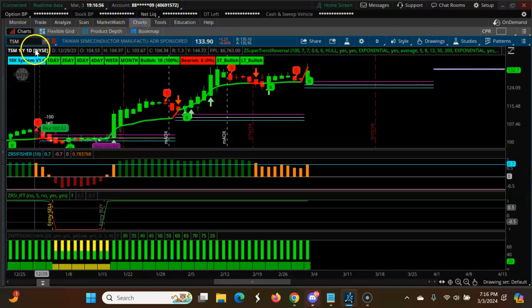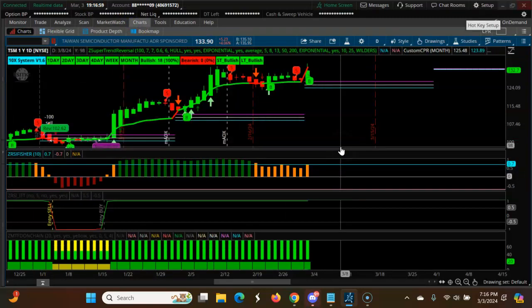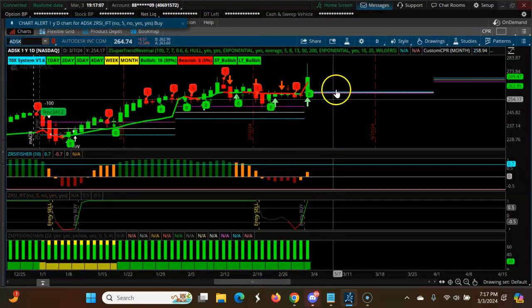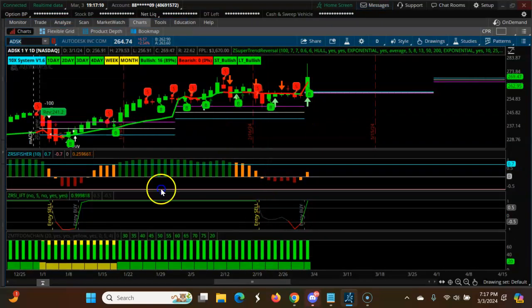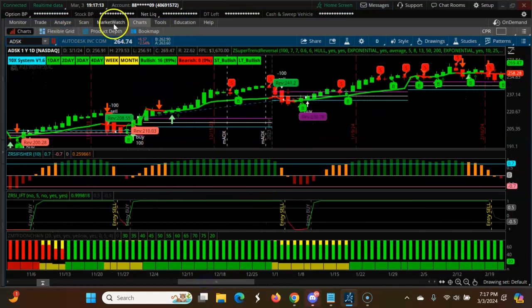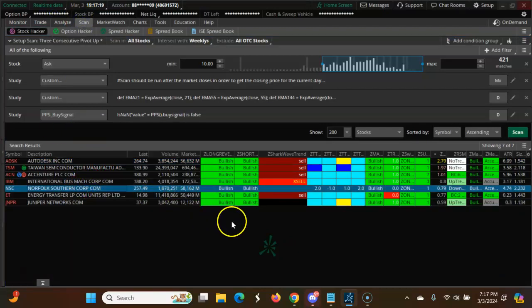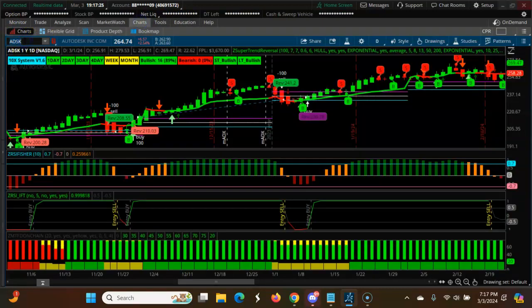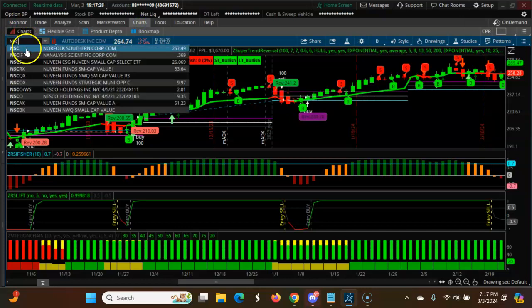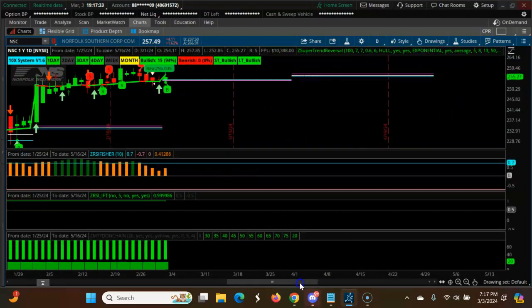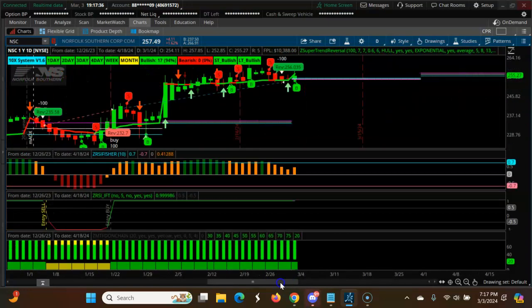ADSK. I see a bullish sign, so this is good to go bullish. Okay, let's look at NSC. It's bullish. You can go bullish on this.